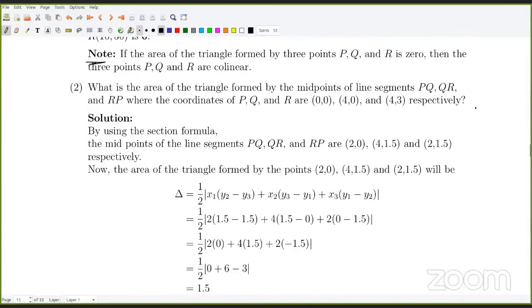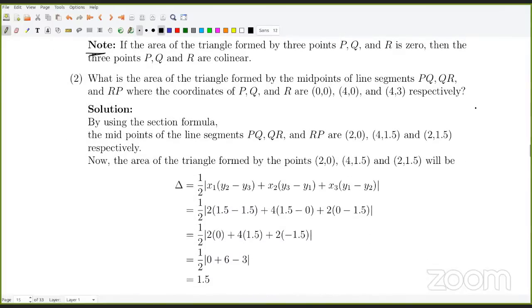So yeah, we have a little complicated question here. What is the area of a triangle formed by the midpoints of the line segments? So you have to read the question. We are asking the area of a triangle formed by the midpoints of the line segments PQ, QR, and RP, where coordinates of PQR are given as 0, 0, 4, 0, and 4, 3 respectively.